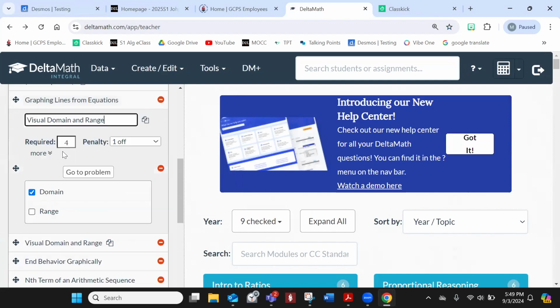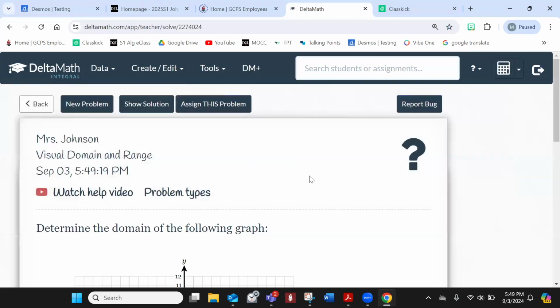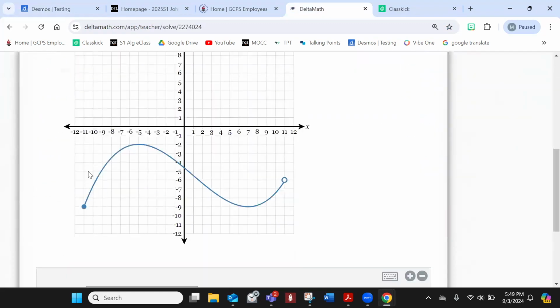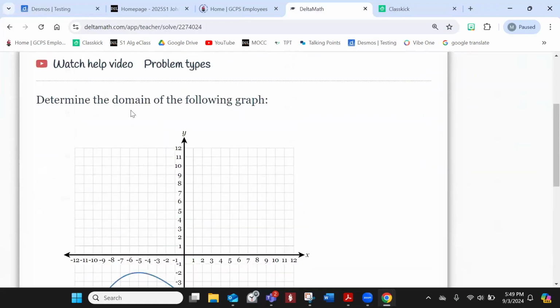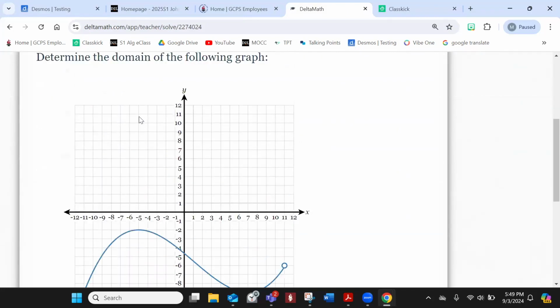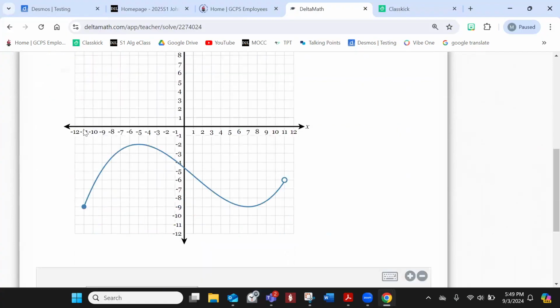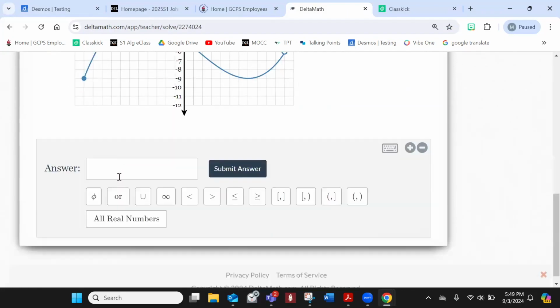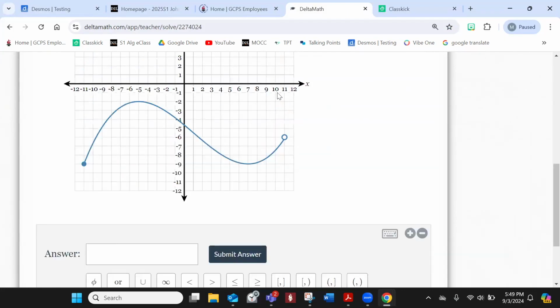All right, next is domain and range. So let's do that one. Let's do the domain. So remember, domain is all the possible x values from left to right. So where does the graph start? Where does the graph end? If you notice, it starts here on the x at negative 11, and then it ends here at 11.